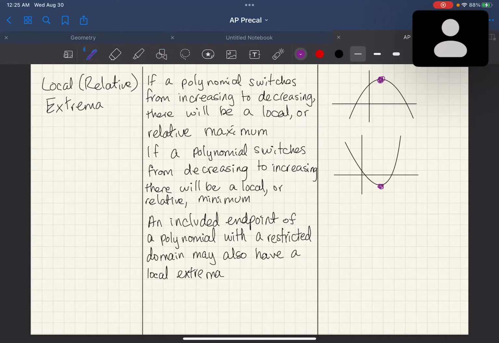Now, an included endpoint of a polynomial with a restricted domain may also have a local extreme. What that basically is saying is if I had part of a graph, let's say I had a point here, and it went something like that. If I had a section of a polynomial, I can also still have that maximum or minimum. It's not required that the polynomial be continuous. It can be a specific range.